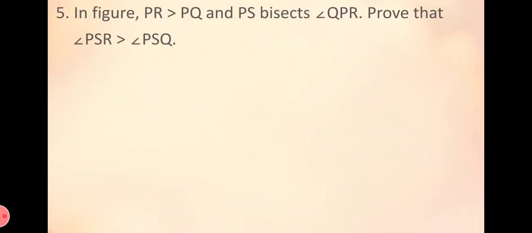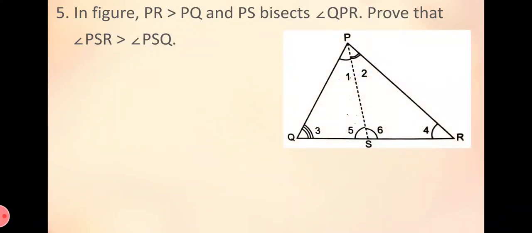Question number 5. In the figure, PR is greater than PQ. PS bisects angle QPR. Prove that angle PSR is greater than angle PSQ. Here you can see the figure. In triangle PQR, PR is greater than PQ. Further, it is also given that PS is the bisector of angle P, that is angle QPR, and we have to prove that angle PSR is greater than angle PSQ.